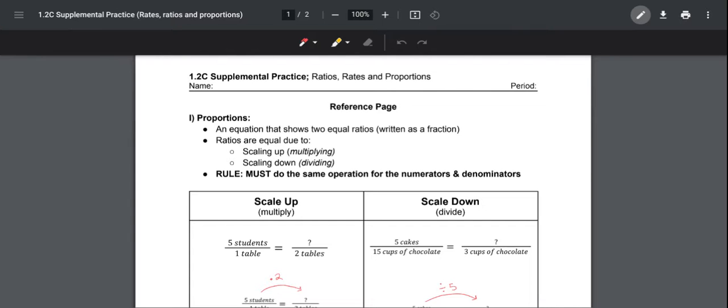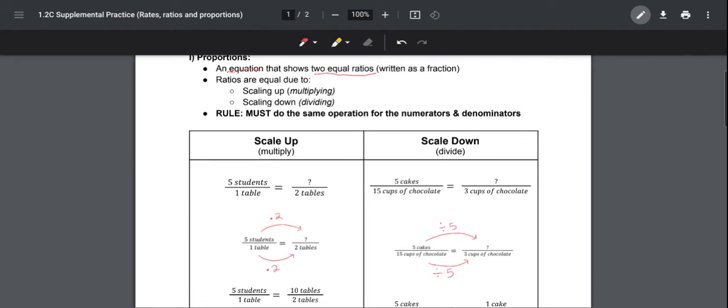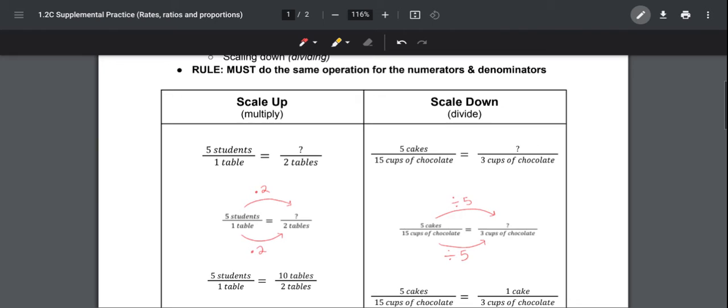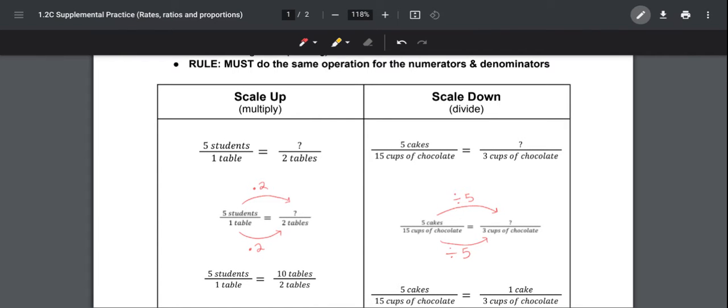Today you're given a reference page that goes over proportions. If you can see, a proportion is an equation that shows that two ratios are equal to each other. Ratios are equal because you can make them equal by scaling up, which would be by multiplying, or scaling down, which means you would divide. We've practiced scaling up and scaling down in the last couple of lessons. Here are some examples of scaling up and scaling down.